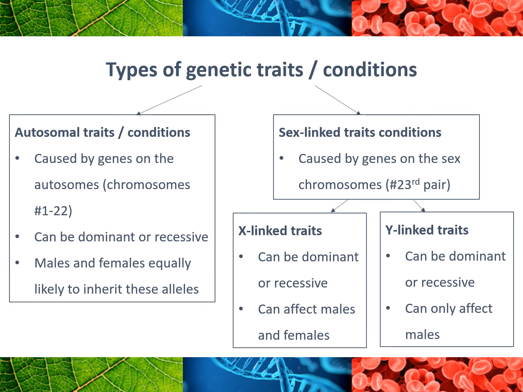In the last lesson, we focused on autosomal traits, but I introduced that there are things called sex-linked traits. These are any traits or conditions that are carried on the sex chromosomes, so on the 23rd pair. That can be on the X chromosome. Genetic females only have X chromosomes, or they can be carried on the Y chromosome. Males have an X and a Y chromosome.